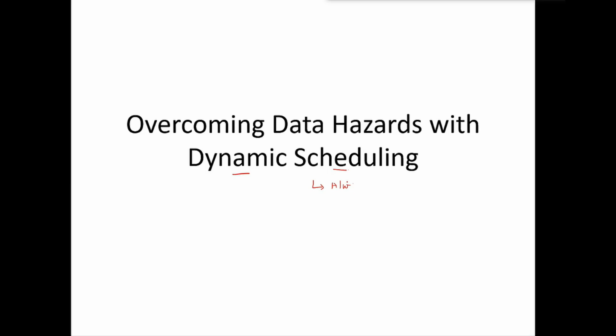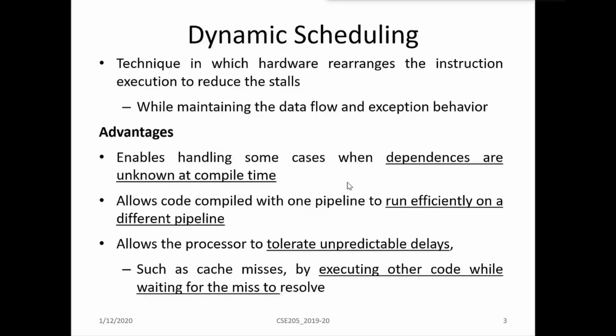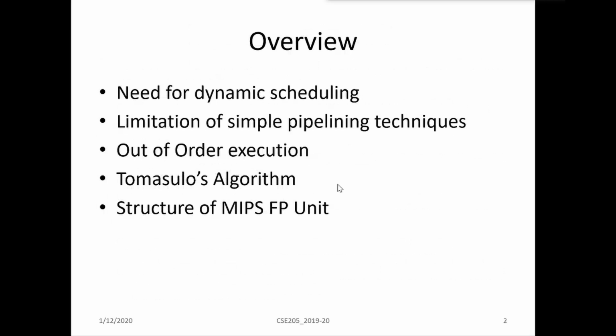On the day of the introduction to ILP, what are the three hazards with respect to data hazards? True dependency, name dependency. Those are RAW, WAR and WAW: read after write, write after read, and write after write. Those are all the data hazards.